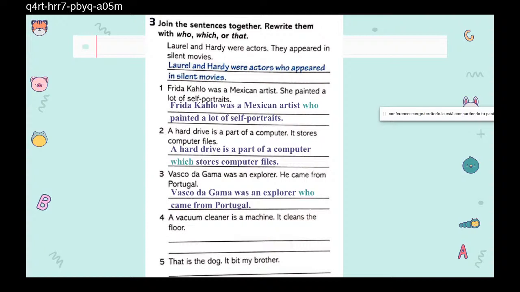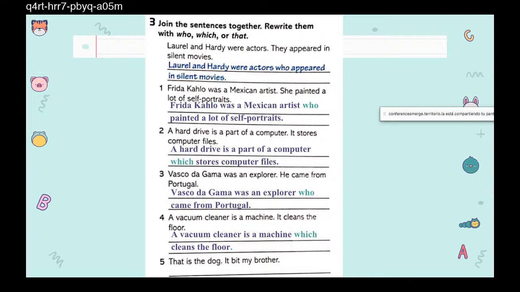Number four, it says a vacuum cleaner is a machine, it cleans the floor. So we are talking about an element, we are not talking about a subject, so we can have the possible answer that a vacuum cleaner is a machine which cleans the floors. Also, a vacuum cleaner is a machine that cleans the floor. Also, a vacuum cleaner, which is a machine, cleans the floor, and that's okay.